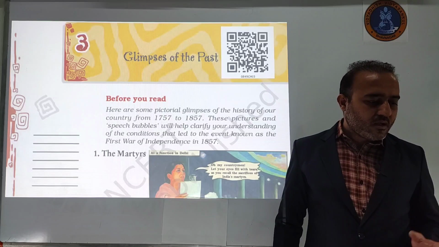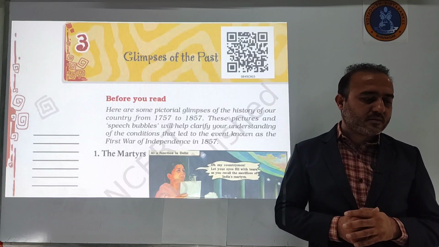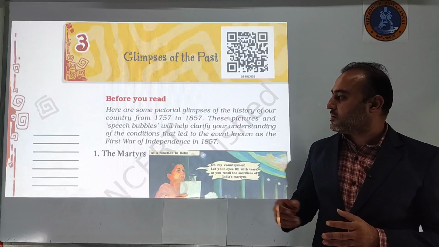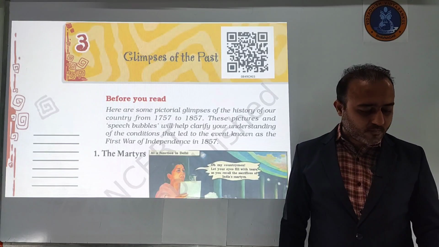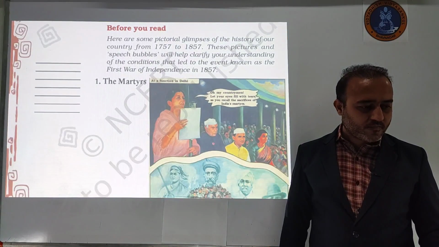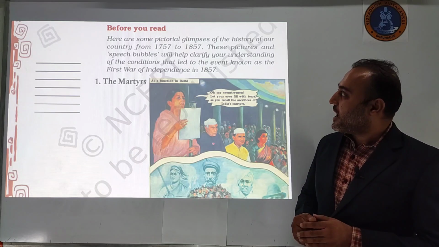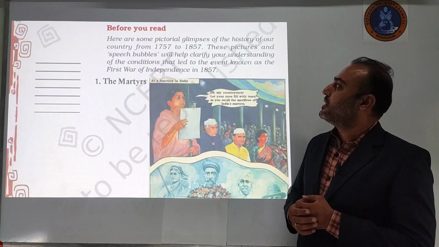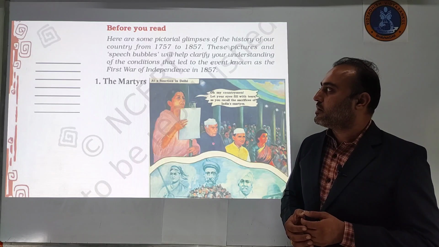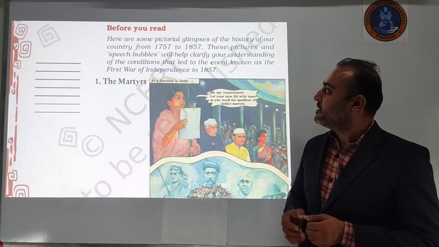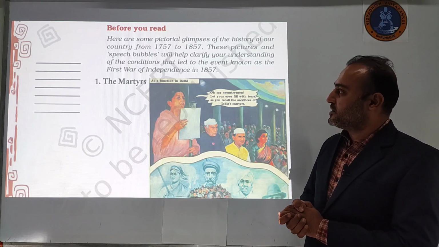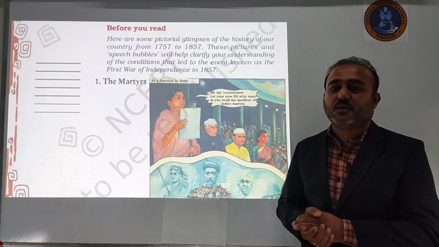What is written in the first paragraph is, here are some pictorial glimpses. Pictorial means in the form of pictures. Here you can see the pictures. So here are some pictorial glimpses of the history of our country from 1757 to 1857, that is, a period of 100 years. These pictures and speech bubbles.